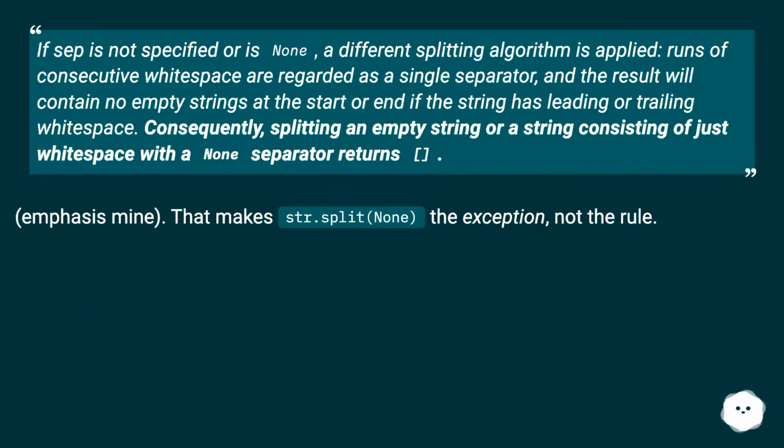If sep is not specified or is None, a different splitting algorithm is applied. Runs of consecutive whitespace are regarded as a single separator, and the result will contain no empty strings at the start or end if the string has leading or trailing whitespace. Consequently, splitting an empty string or a string consisting of just whitespace with a None separator returns []. Emphasis mine. That makes str.split(None) the exception, not the rule.